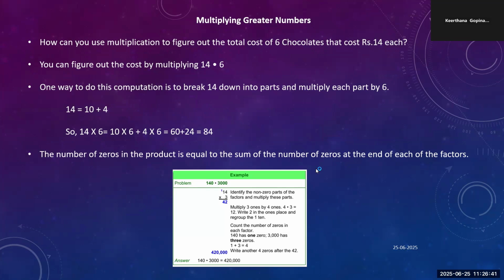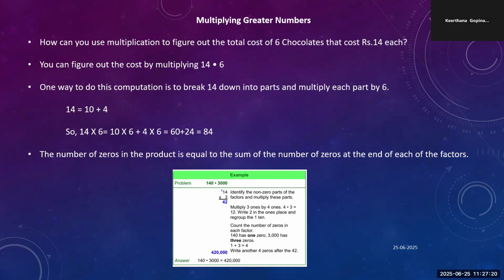Now let's look at a multiplication of 140 into 3000. Can you do it manually? 140 into 3000. Four lakhs 20,000. Yes, 4,20,000. Correct. Now this has taken about 20 seconds for you.